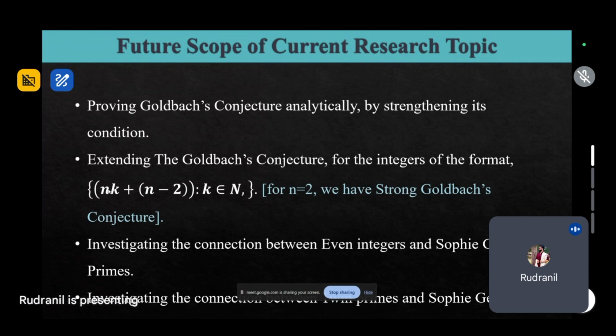Proving the Goldbach conjecture analytically by strengthening its condition is very important. That is the motivation we have already stated, along with extending the Goldbach conjecture for integers of the format nk plus n minus 2, where k is a natural number. If we plug in n equals 2, we have the strong Goldbach conjecture, which is the binary Goldbach conjecture. Also, investigating the connection between even and Sophie Germain primes, and between twin primes and Sophie Germain primes, in later and future works.